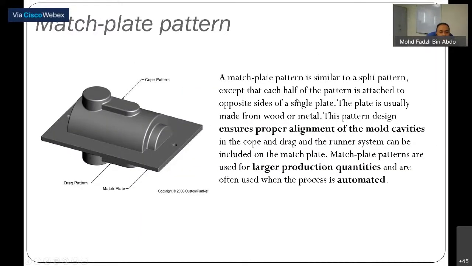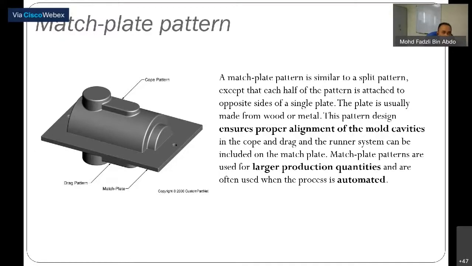So dia kata, except that each half of the pattern is attached to the opposite side of the single plate. The plate is usually made from wood or metal. This pattern design ensures proper alignment of the mold cavities in the cope and drag, and the runner system can be included on the match plate. Match plate patterns are used for larger production quantities and are often used when the process is automated.